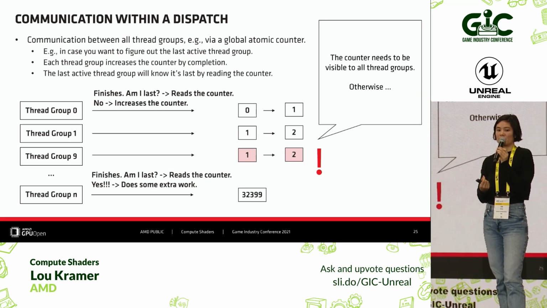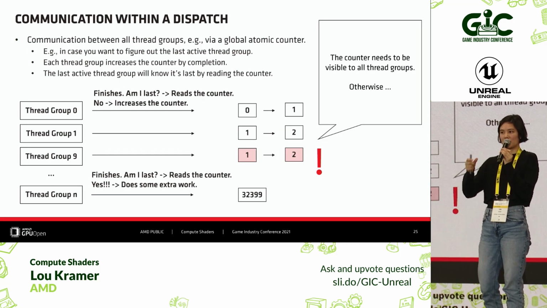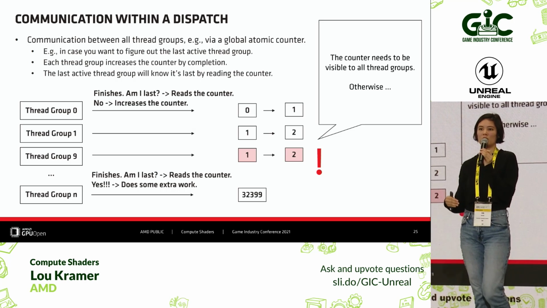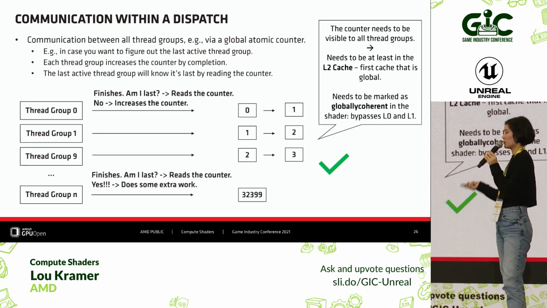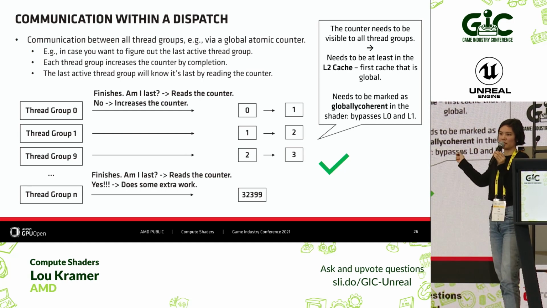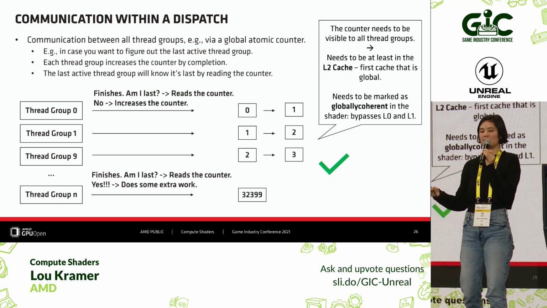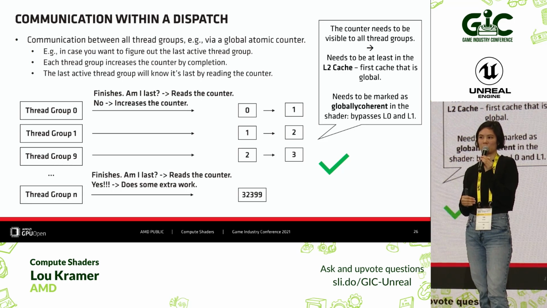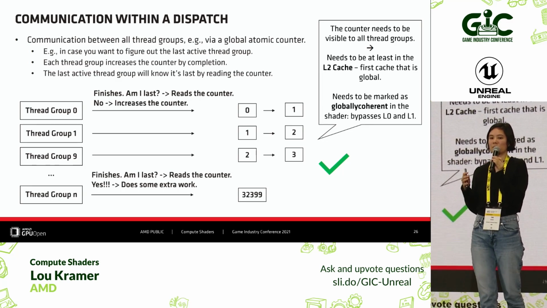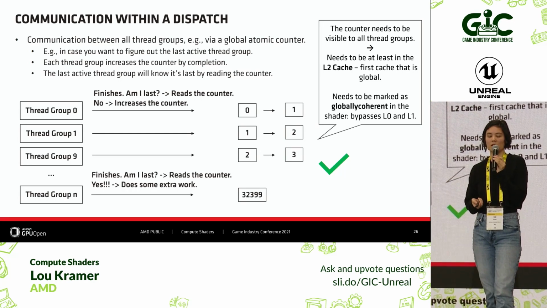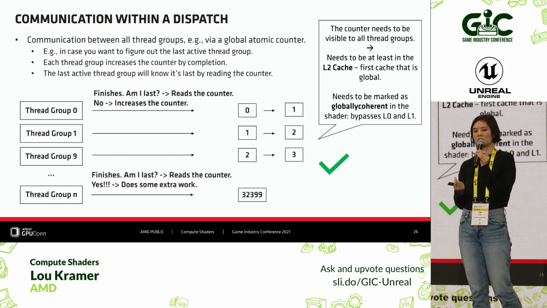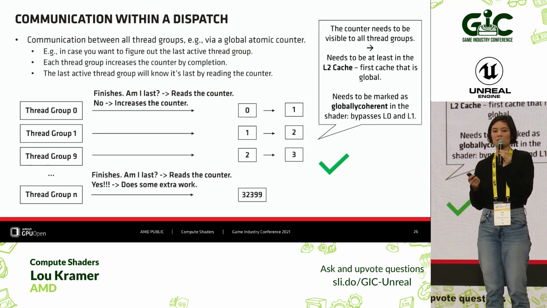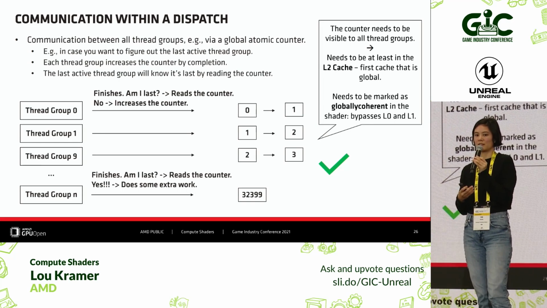That's why we have to make sure that the increased counter is actually flushed to L2, because L2 is the first level of cache that's visible to all threads. And we can do that by marking our counter with the globally coherent flag. Globally coherent just means we are bypassing L0 and L1. We ensure that the value we write to this counter is at least present in L2, so that every thread from the whole dispatch is able to see this counter. But of course, that has an impact on performance, because accessing the L2 cache is a bit slower than accessing the L1 and L0 cache. So if you want all thread groups to communicate with each other, that has a performance cost.